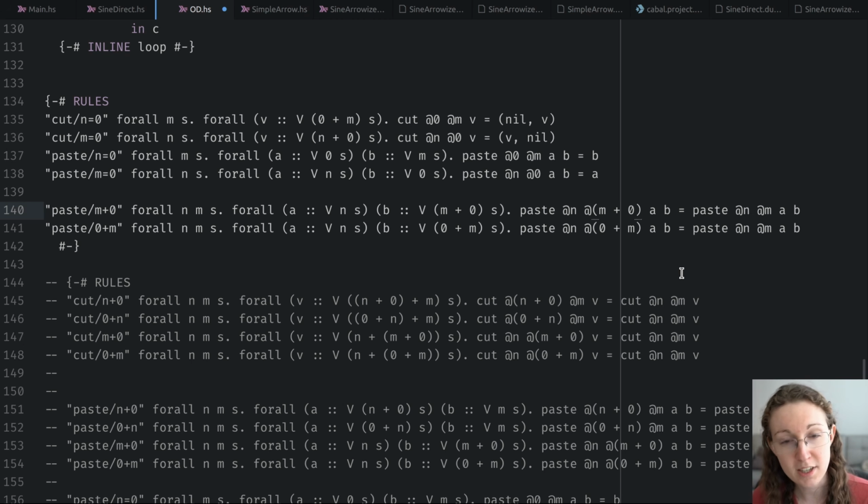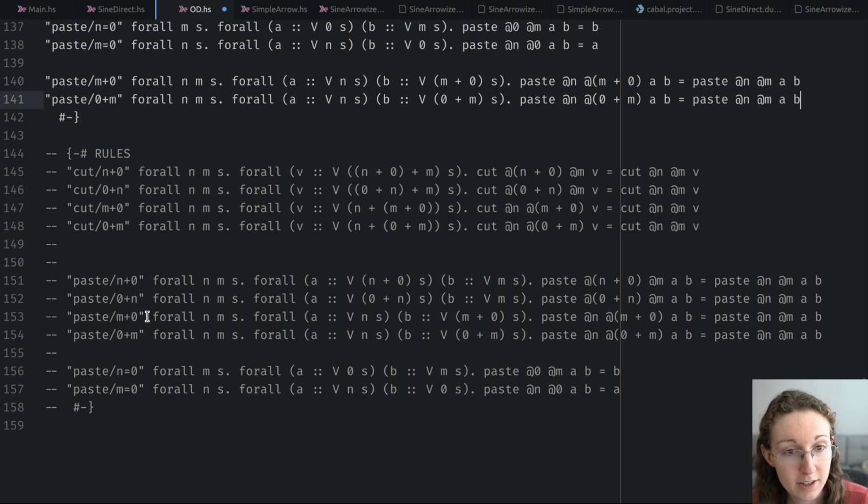This is really more of a type checking thing than an optimization thing. So maybe at some point I can make a video that describes the type checking rules for type level natural numbers. But basically, GHC knows that this is still a well-typed application of paste. And so by doing this, we can remove those redundant zeros. And eventually, through repeated application of this, we can get rid of all of them and things will simplify down.